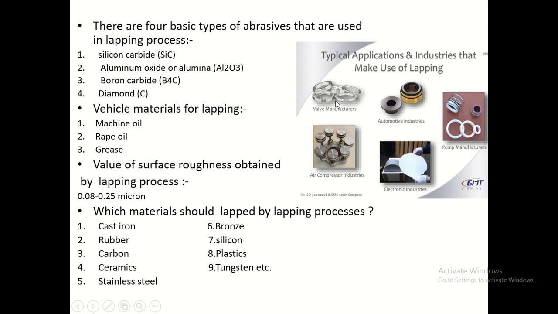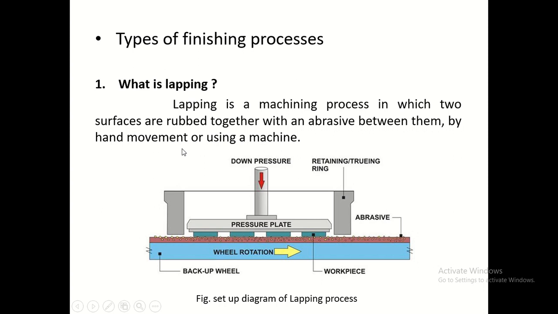There are different industrial applications of lapping. The lapping process is used in the whole manufacturing sector, the automotive industry, pump manufacturing, the air compressor industry, and the electronic industry. That's it. Once again, I will explain the lapping process.